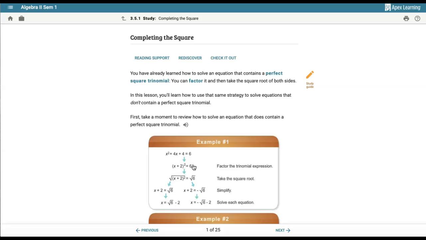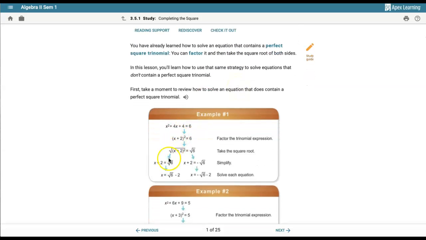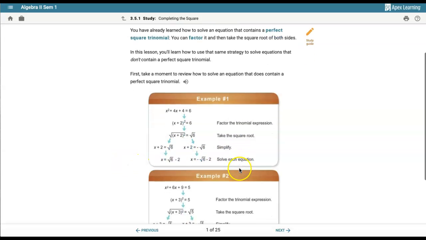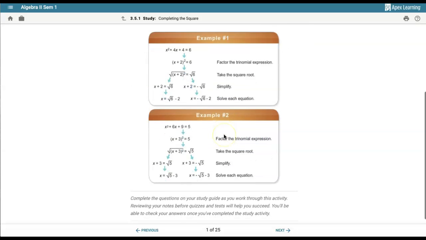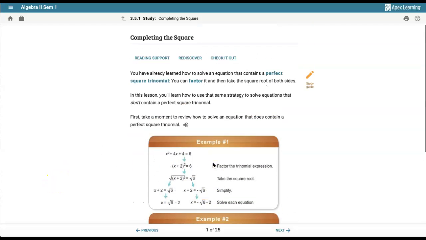Going to our study here, completing the square. We talked about this briefly in the last unit and the unit before that, but we have perfect square trinomials. If we can factor it, we can take the square root of both sides, make a positive and a negative version of the equation, and then solve for each. That's an example here of this first one. Same thing here: you factor the trinomial expression, take the square root, simplify, and solve each equation. It's very repetitive, same thing over and over.